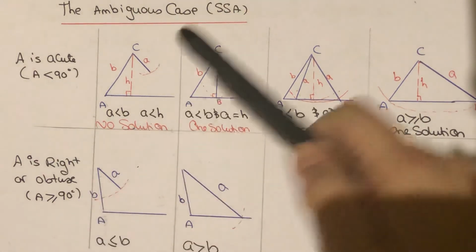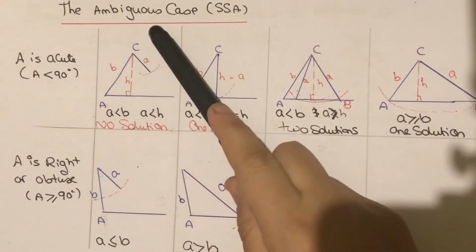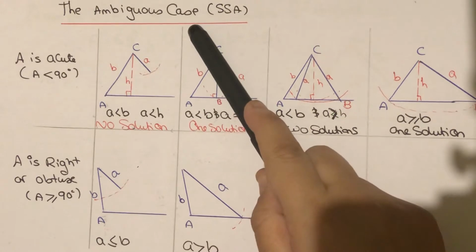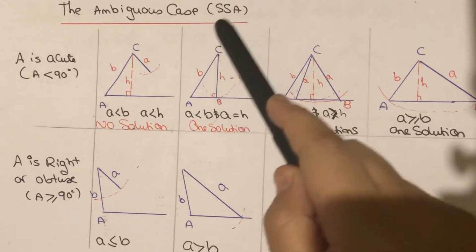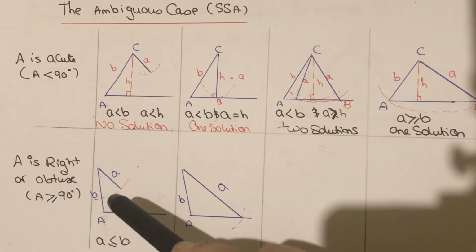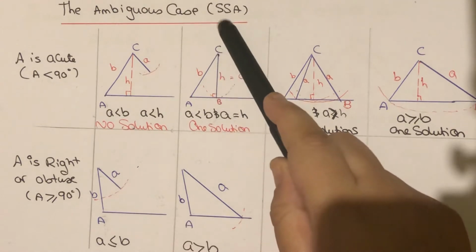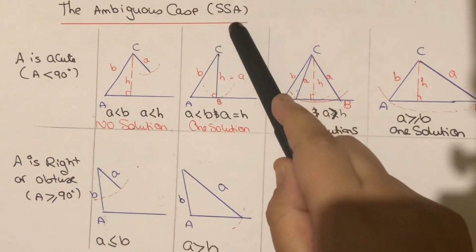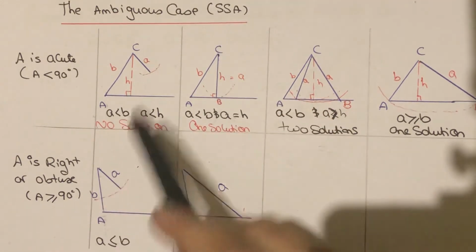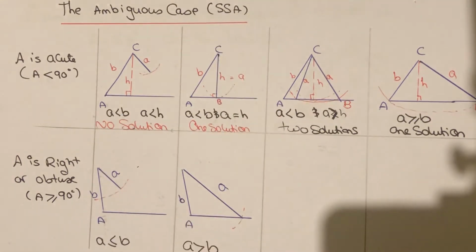Hello everyone. Today I will be talking about the ambiguous case. It's a case in which information about triangles is given, and the information given is two sides and an angle that's not included between them. The length of two sides and an angle. We have a couple of cases.